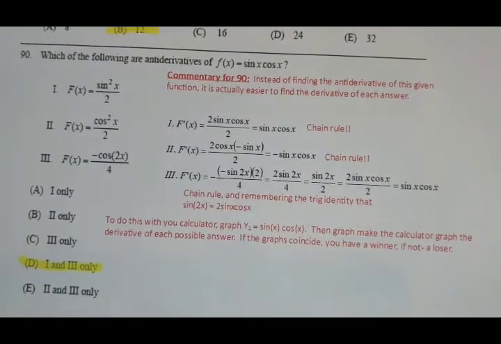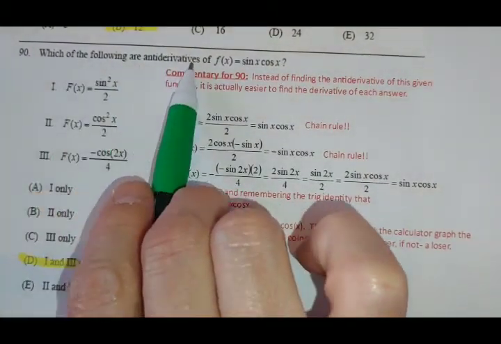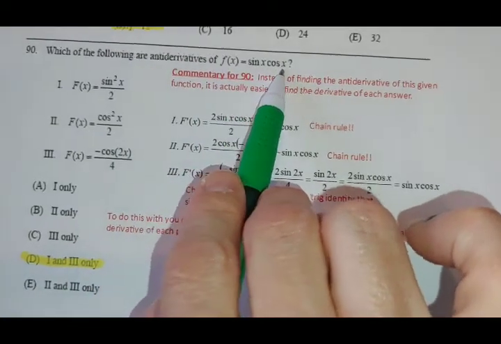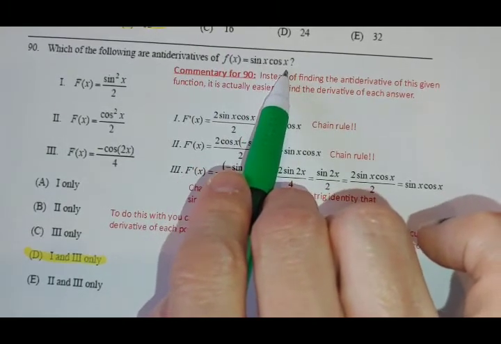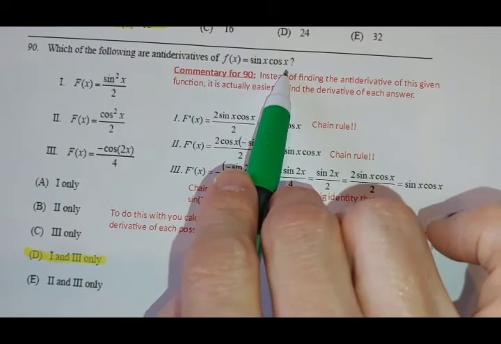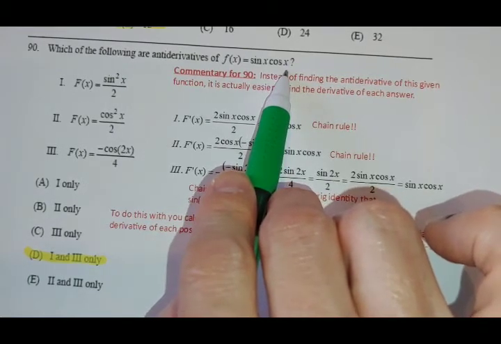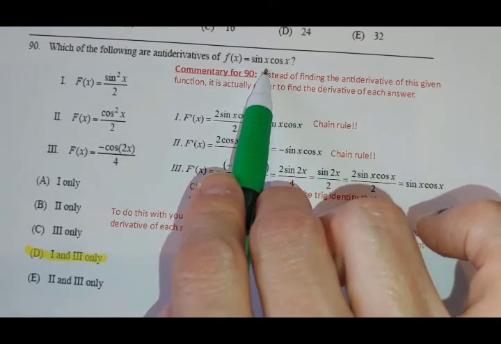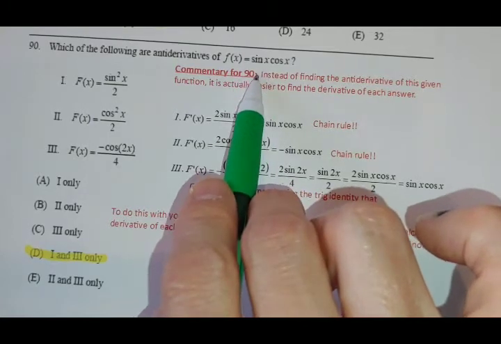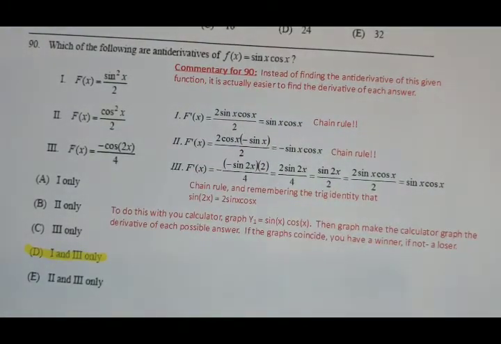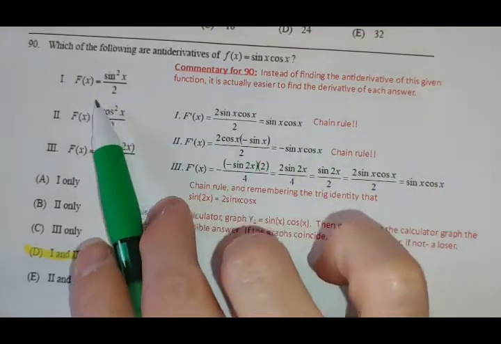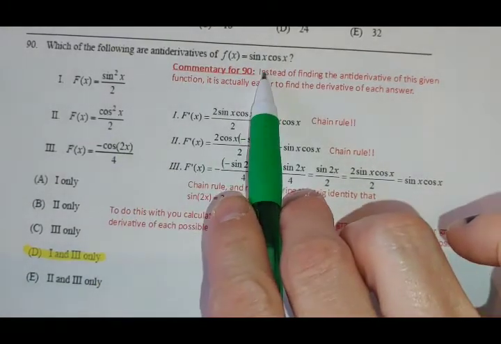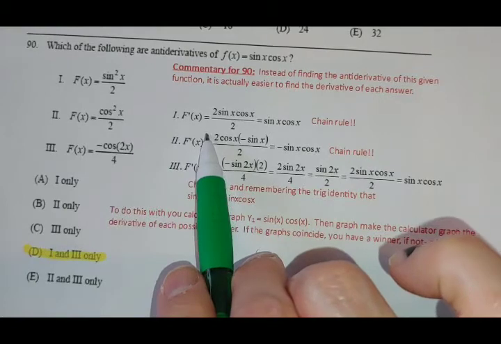And then lastly, question number 90, which of the following are antiderivatives of f of x equals sine x cosine x? In other words, I could find the antiderivative of sine x cosine x, but I don't think it's the easiest way to do it. So instead of finding the antiderivative, take the answers and find the derivatives to see which ones give you sine x cosine x. You can see my work here. I'm not going to recreate it for you.